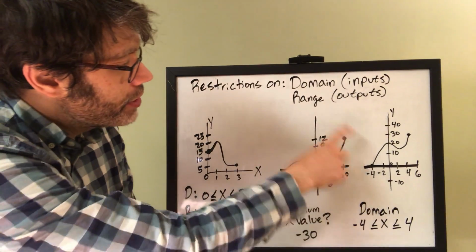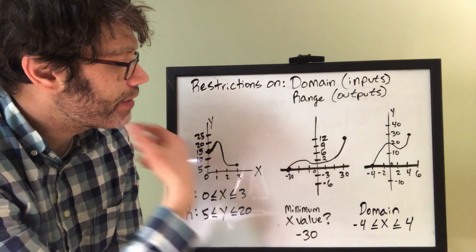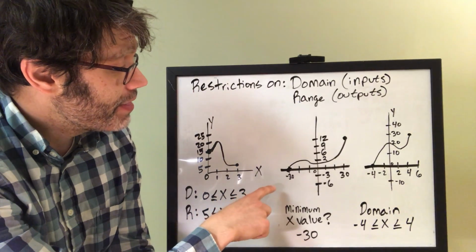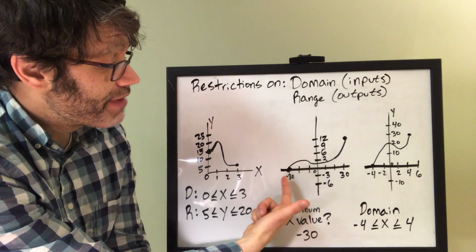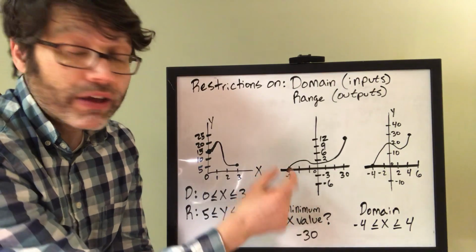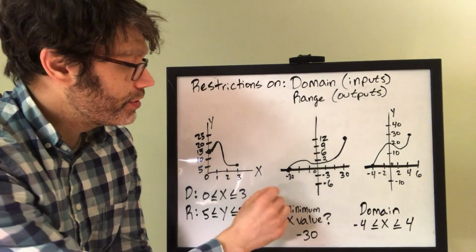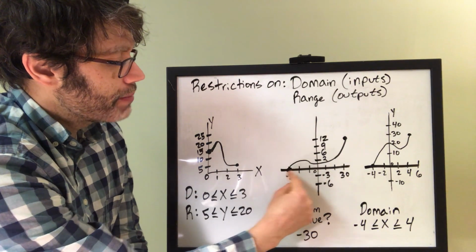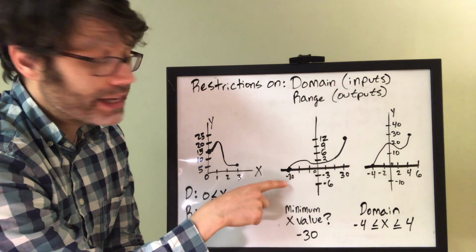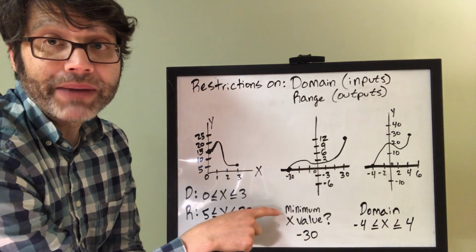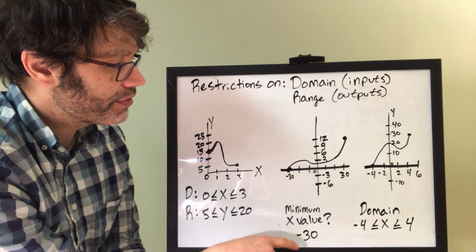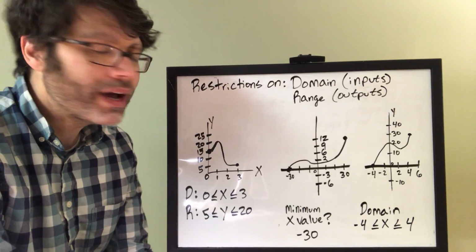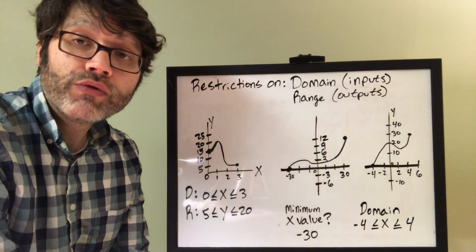All right, so let's go to this one. Here we have a function that has a minimum value of -30 for our domain. Do you see that the smallest number that we have on our domain here is going to be -30? So our minimum x value is going to be -30. So here's a question. What is our minimum range value?